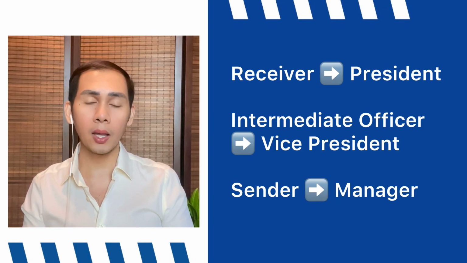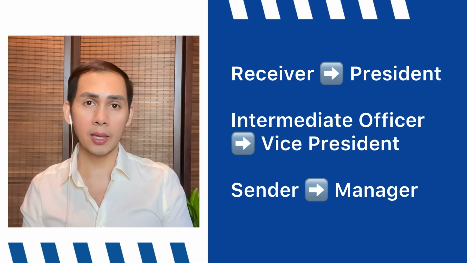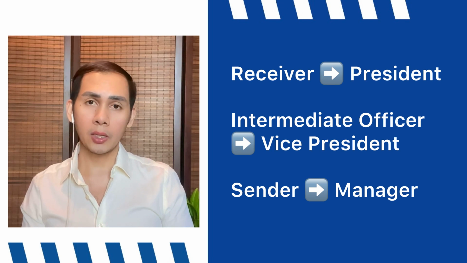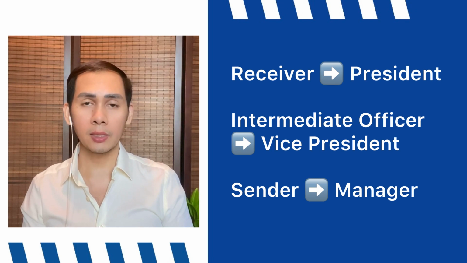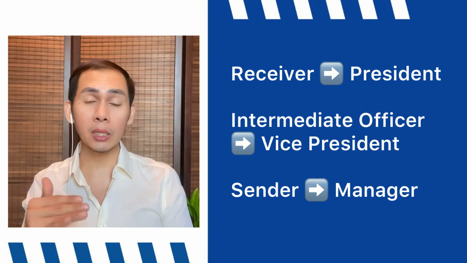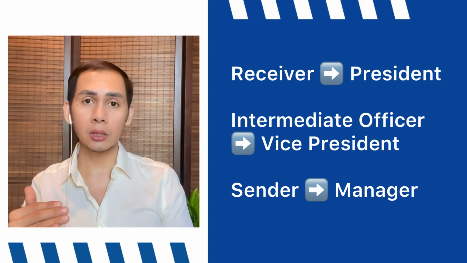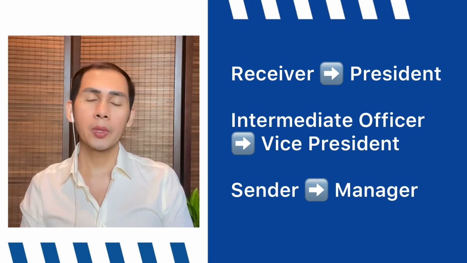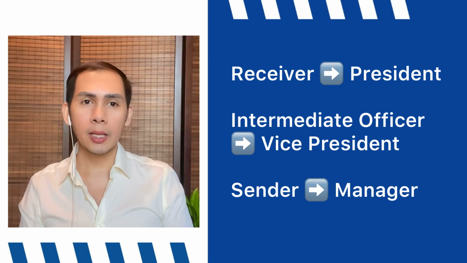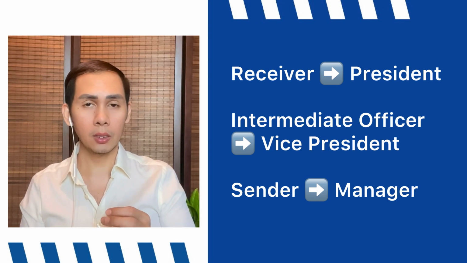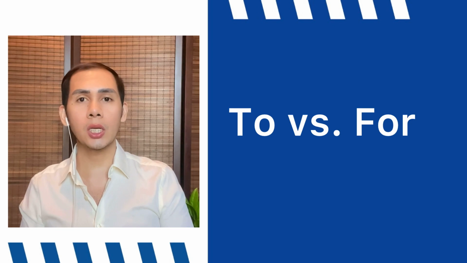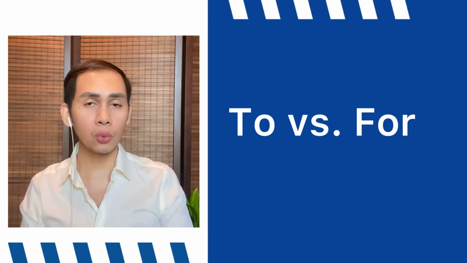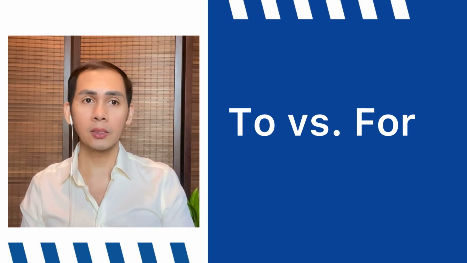So halimbawa, ang receiver ay ang president ng kumpanya at ikaw naman ay ang manager. So, ang inyong possible na nakalagay sa through line ay yung pwedeng vice president, no? So, siya yung intermediate officer, no, between the sender and the receiver. Now that we know the parts, let's focus now on our topic for today, which is the use of to or for in the to line.